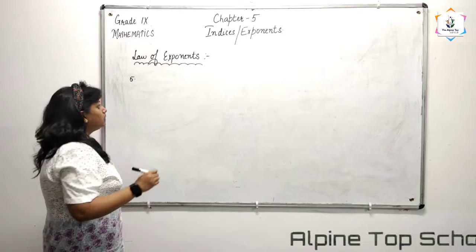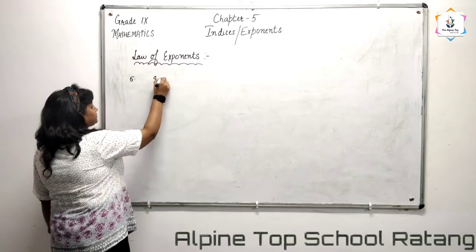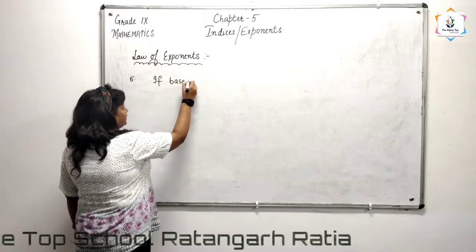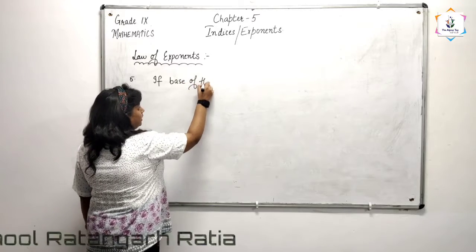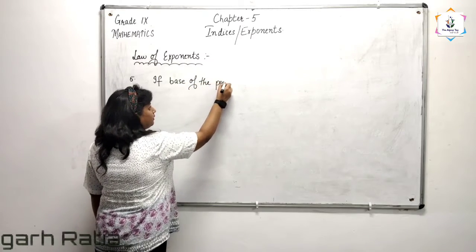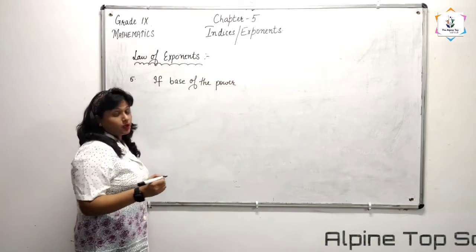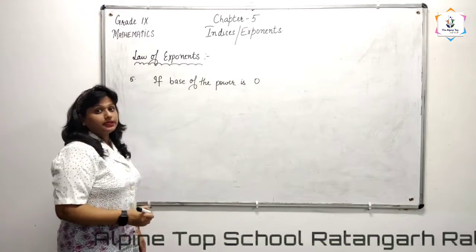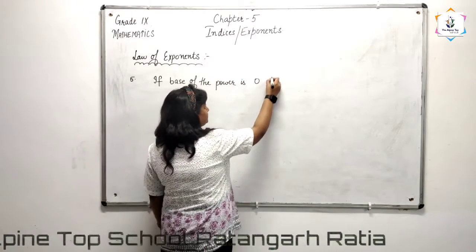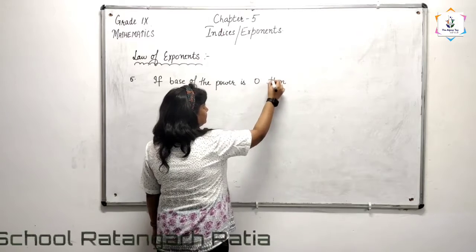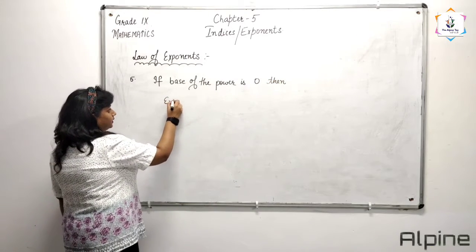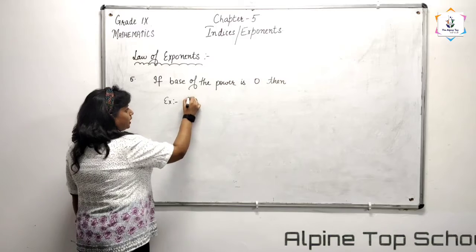Now look at another property. Fifth law: if the power is 0, then what will happen? See, for example, 3 raised to power 0.